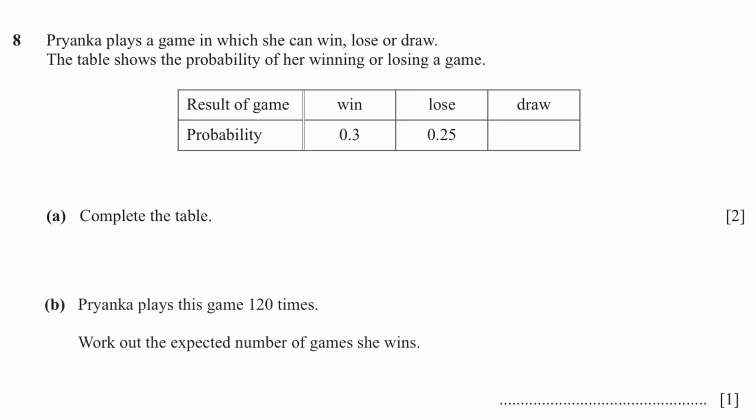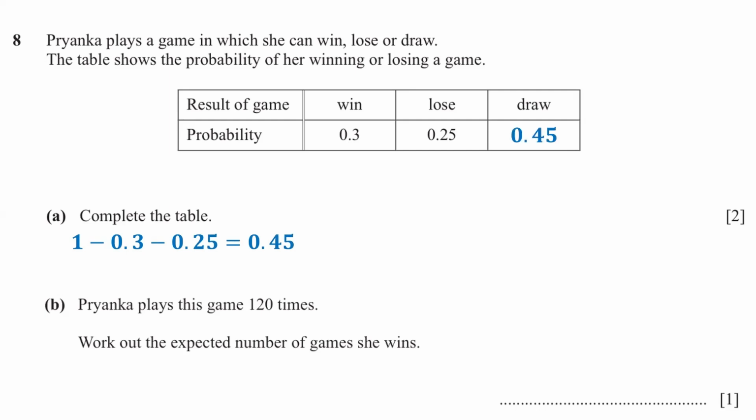To complete the probability table, we know that the sum of all probabilities must equal 1. The table gives the probability of winning as 0.3 and losing 0.25, so we subtract the sum of the given probabilities from 1. So, we calculate 1 minus 0.3 minus 0.25, which equals 0.45. Therefore, the probability of a draw is 0.45.